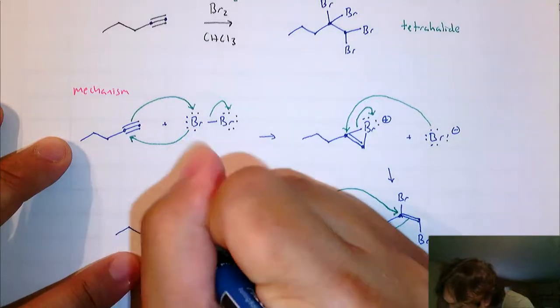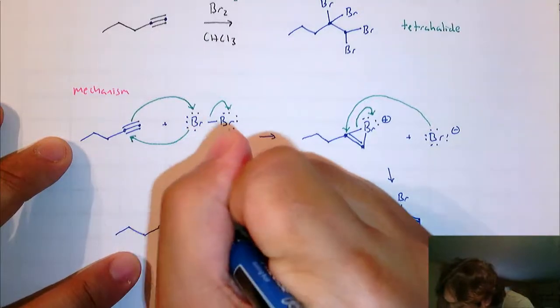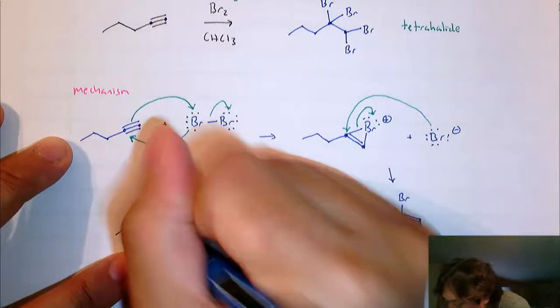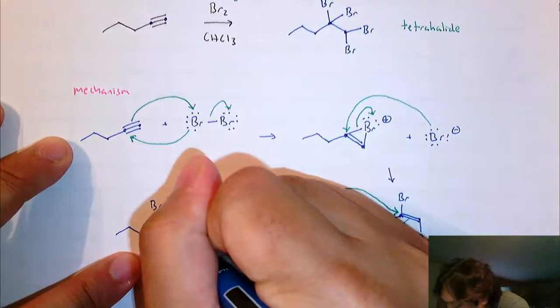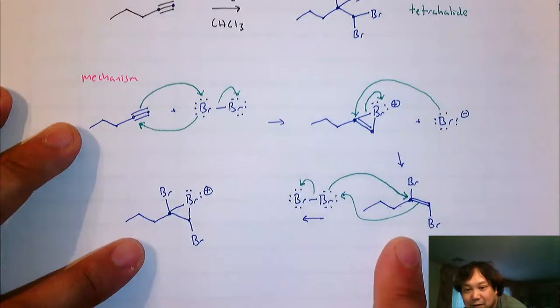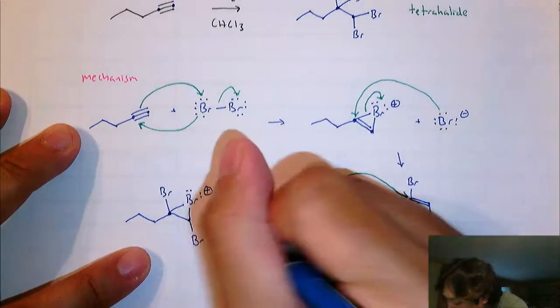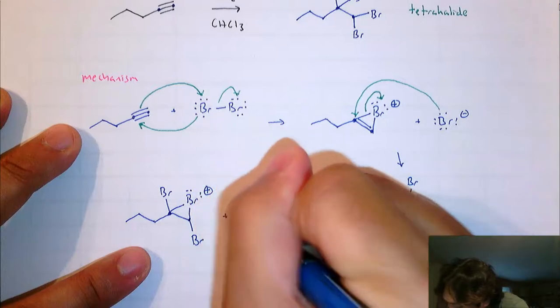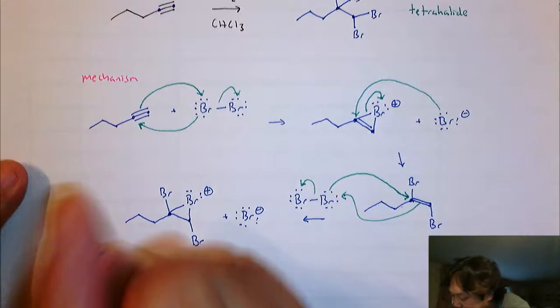BR, 2 lone pairs plus. It doesn't actually matter to me how you draw the other BRs that were already on the chain. And we did kick out a BR minus. And you do have to draw the lone pairs because we're going to use them in the last step.